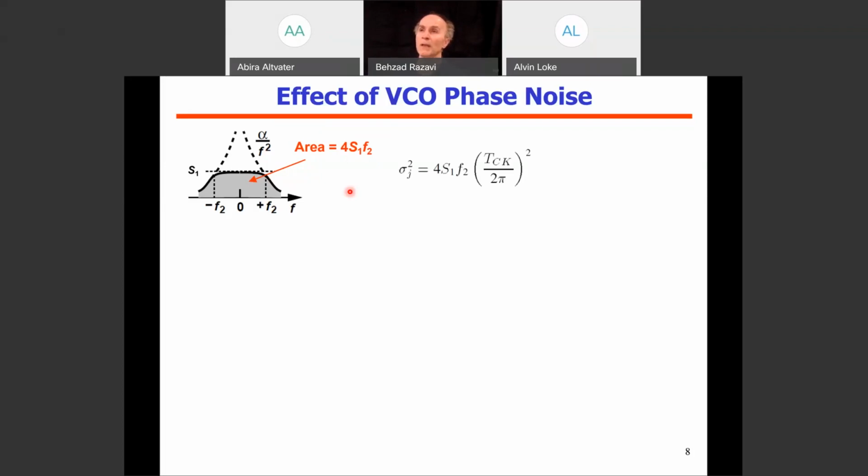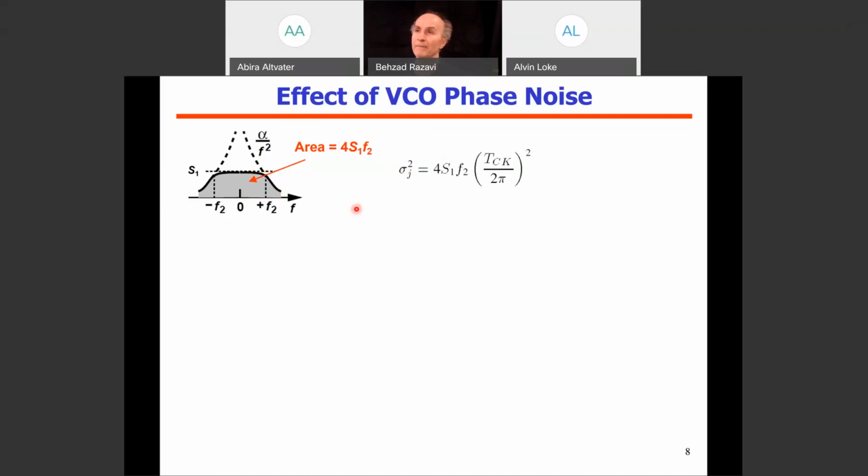So we obtain this equation for the jitter contribution of the VCO while it is phase locked. All right, so that's easy enough. The only unknown here is S1. S1 is the phase noise of the free-running oscillator at this offset, and it depends on the type of oscillator that we have.